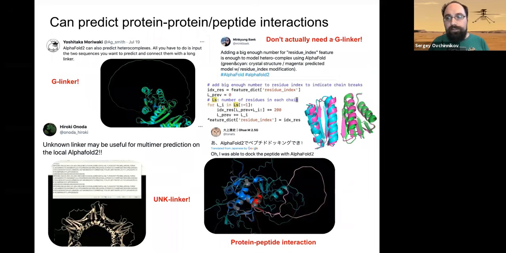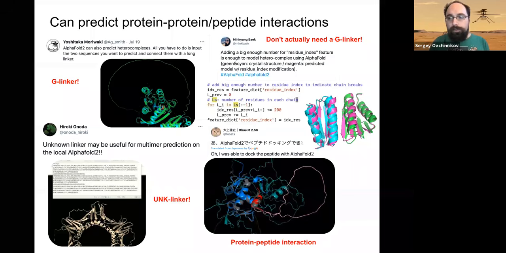But there's also been some really interesting unintended uses. These models, AlphaFold and RosettaFold, were not really designed to predict protein-protein interactions. But one thing people found was that if you just pretend the two proteins are a single protein and add a gigantic glycine linker, it predicts that protein interaction almost correctly. Other people discovered that instead of a glycine linker, you can put an unknown linker, and that also works. And you can also do protein-peptide interactions. And Ming-Yang went even further and said you can hack the AlphaFold code and tell it that these residues are really far apart, and it treats them as separate molecules.